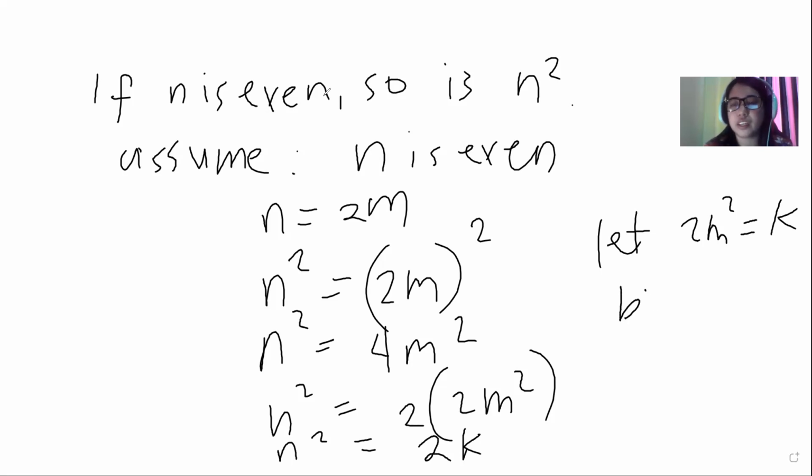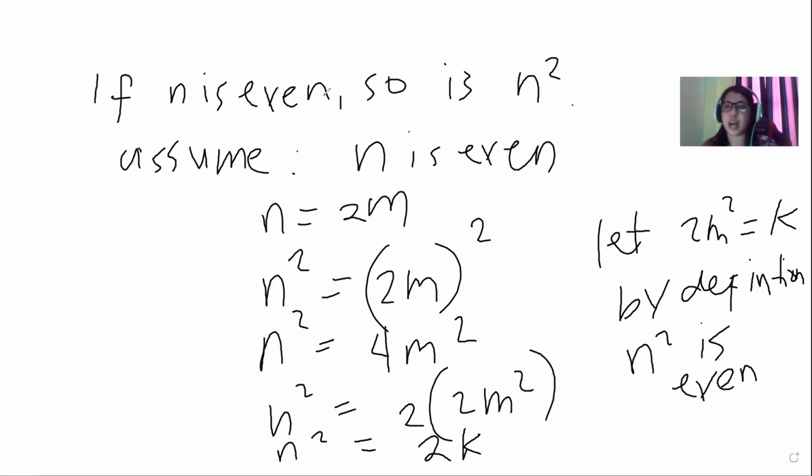So by definition, n squared is even, as given. So this is an example of a direct proof.